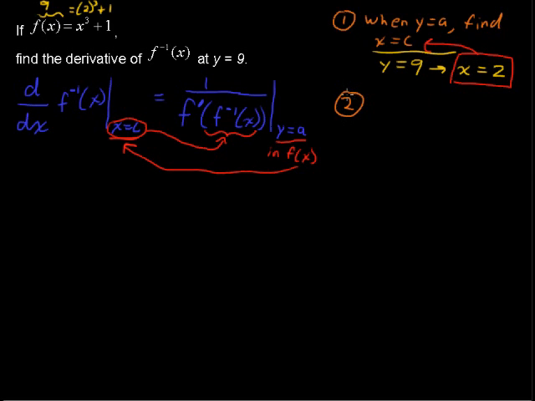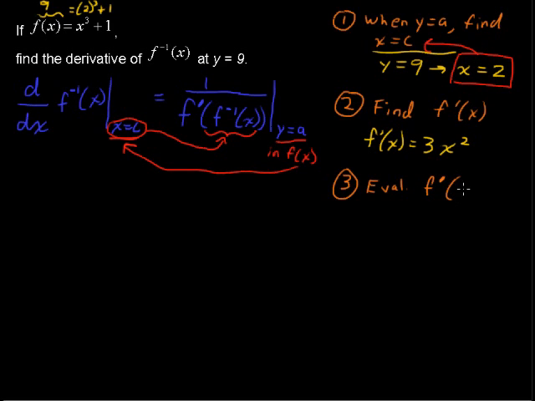The next step then is to find the derivative of the original function. Find f prime of x. So in our example, f prime of x equals 3x squared. Nice, we've got it. Now, the next step then is to evaluate f prime of the c value. And that's what we found in our example to be 2.